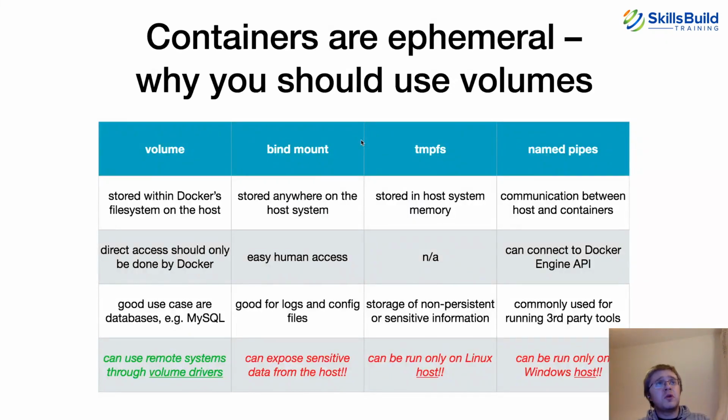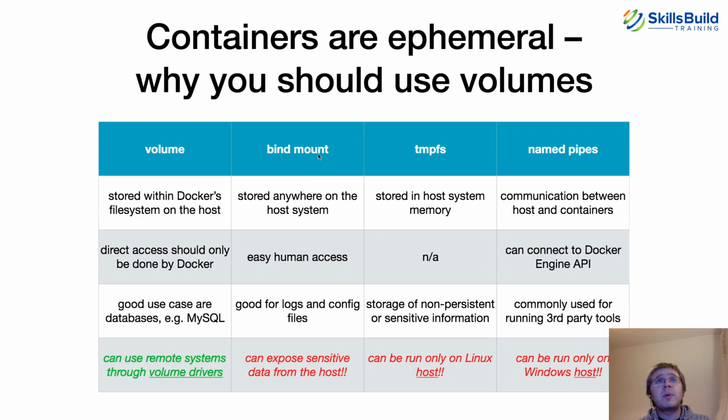So let's start with volume. Volumes are stored within Docker's file system on a host, and they should be accessed directly only by Docker, otherwise you run the risk of breaking the volume. A good use for volumes is databases such as MySQL. You should bear in mind that it is also possible to use remote systems or even cloud storage providers, which can be connected by means of volume drivers. Now, volumes can be either anonymous or named, and the recommended choice is of course to go with named volumes.